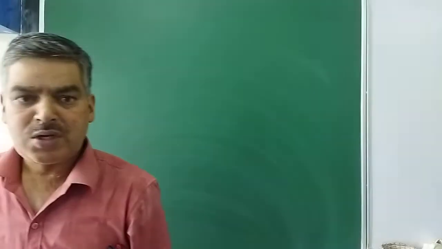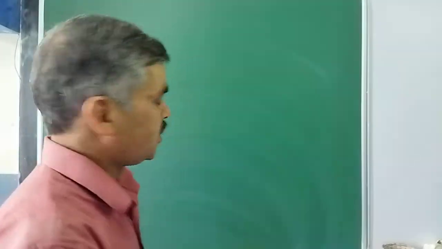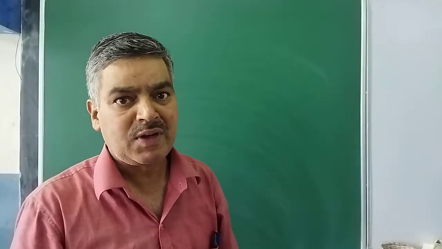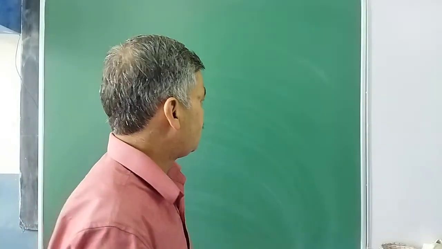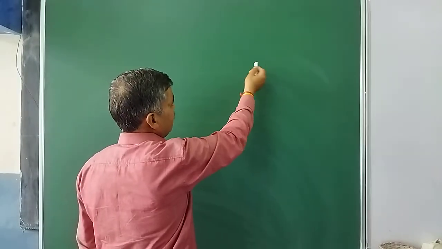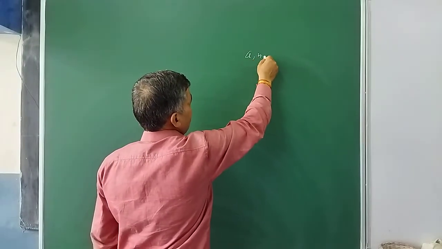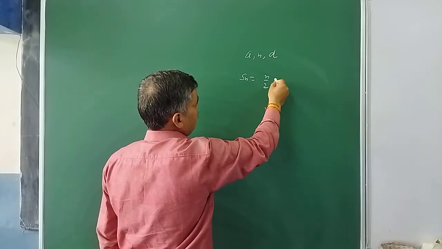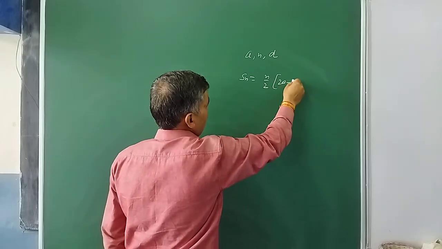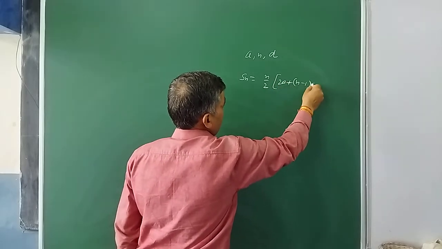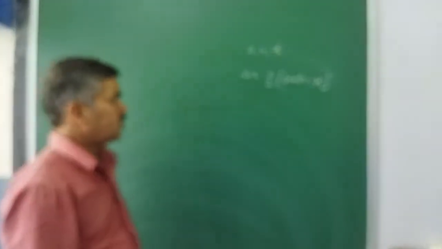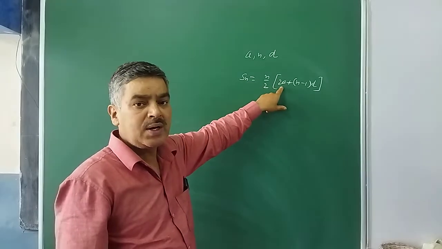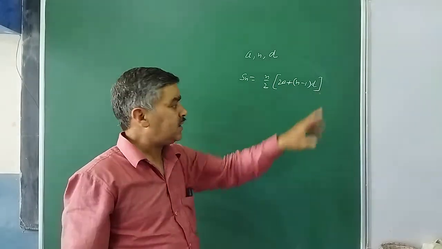So, today we have to start with the next part of your arithmetic progressions, that is, how to find the sum of n terms. Now, the sum of n terms of an AP in terms of a, n, and d is given by Sn is equal to n by 2 into 2a plus n minus 1 into d. So this is the formula we are using. Sn is equal to n by 2 into 2a plus n minus 1 into d.